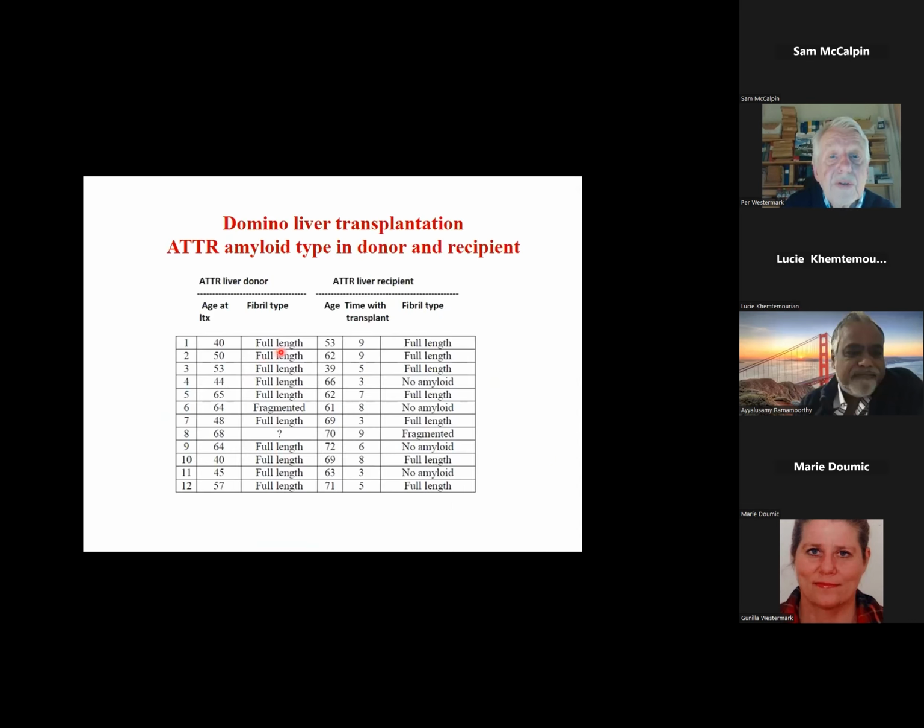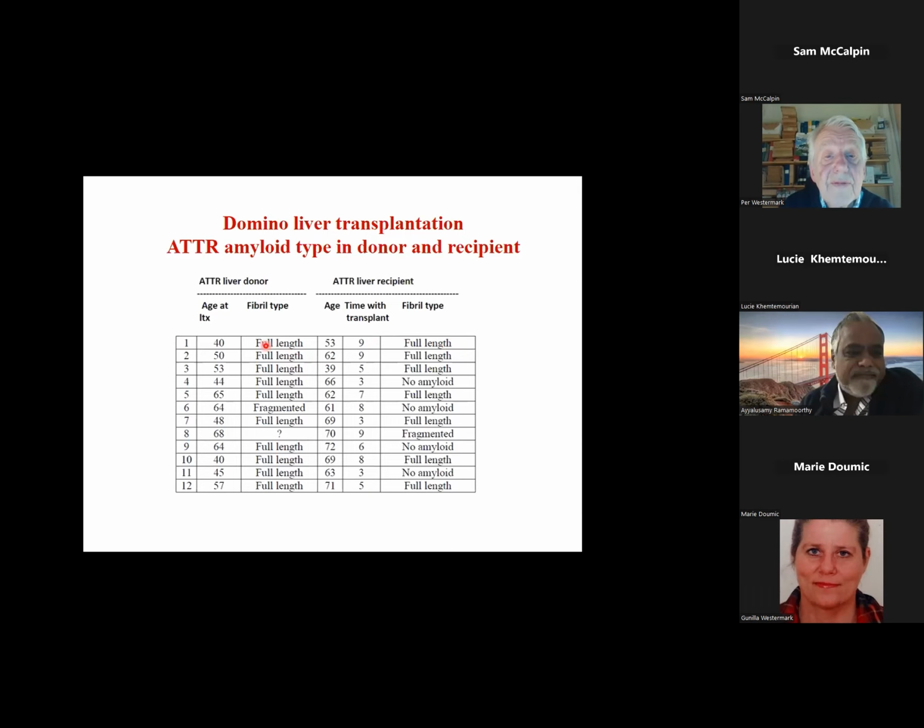So we have looked at fat tissue in both donors and recipients of these. So the donors had the disease and the recipients were all wild type, but got livers from those with mutations, and that produced the mutant TTR.